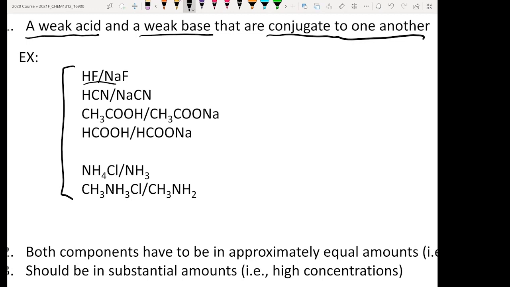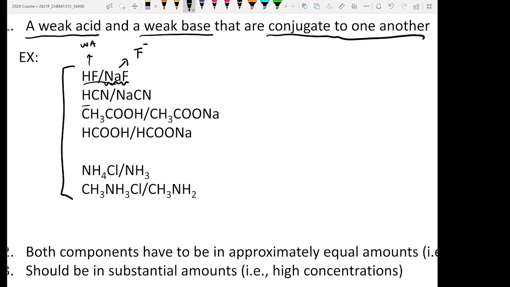First one is HF. That's your weak acid. And NaF. Every time you see NaF, you should know that it is a salt, and the thing that is relevant to your pH is F minus. Train yourself so you have the eye to see this. Then you can see that HF and F minus are a conjugated acid-base pair. Therefore, you can have a buffer solution.